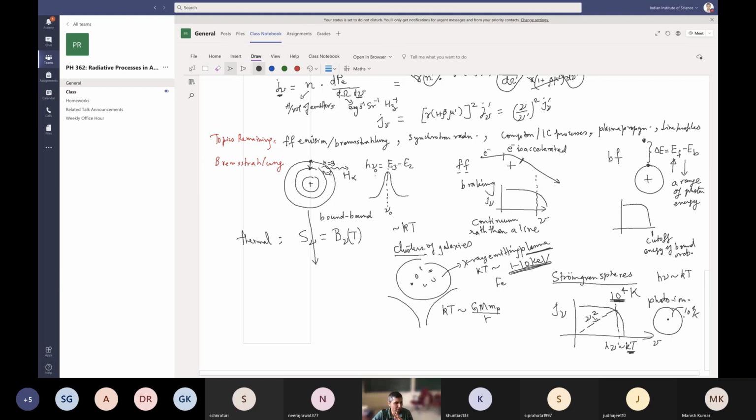We'll actually do Bremsstrahlung in more detail later on, but I thought I had some time, so I'll just give you a little bit of background.